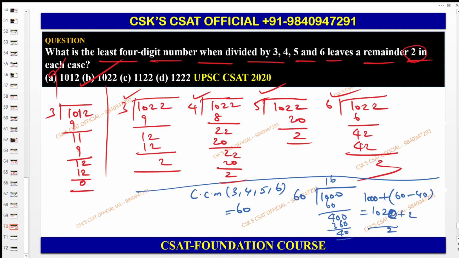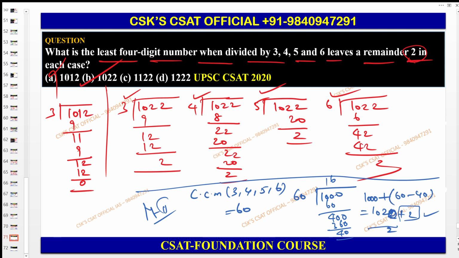Remainder has to be 2 means it has to be added with 2 here. That's it. So therefore 1022 is the right answer. This is method 2. Method 1 is more than enough, sufficient to answer this question. Very simple basic mathematics is enough. Shall we move on with the next one?